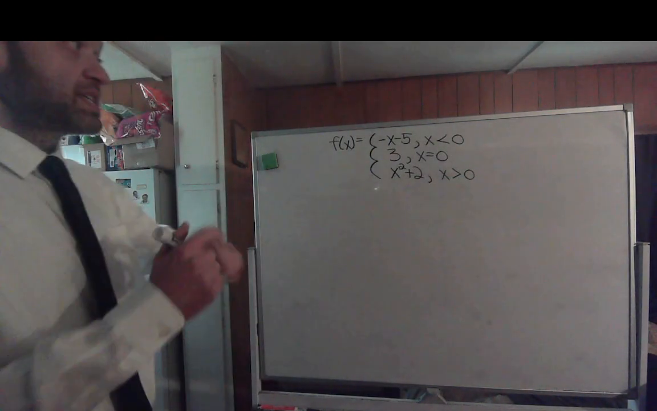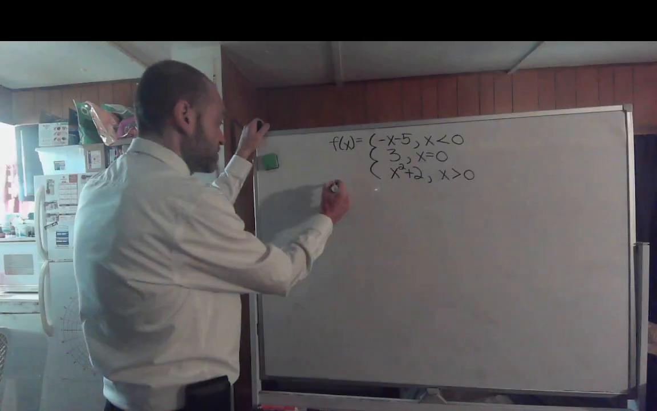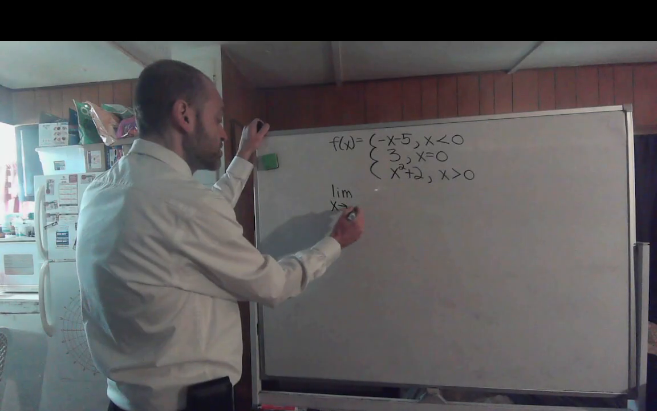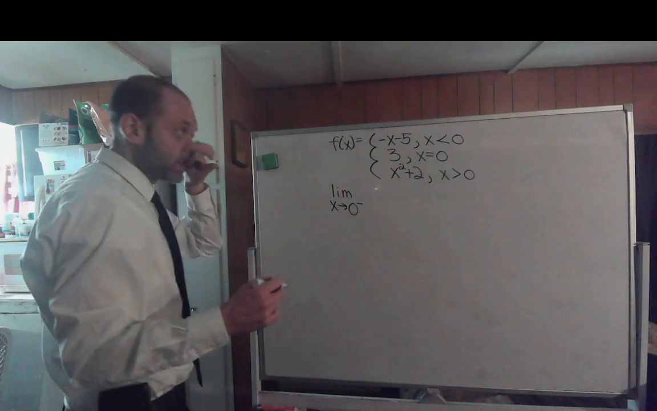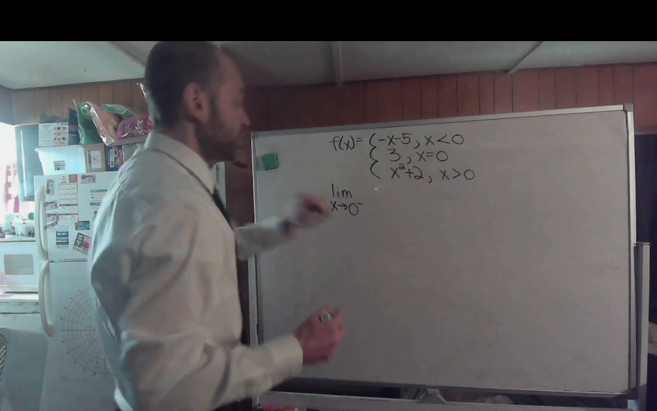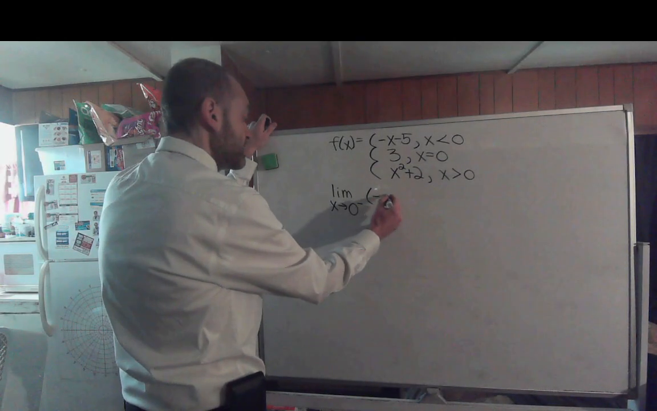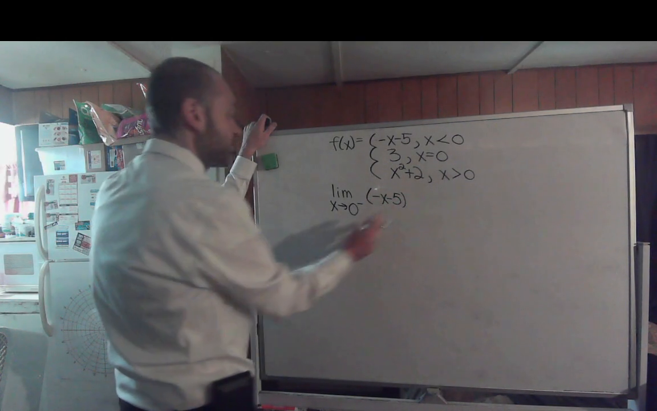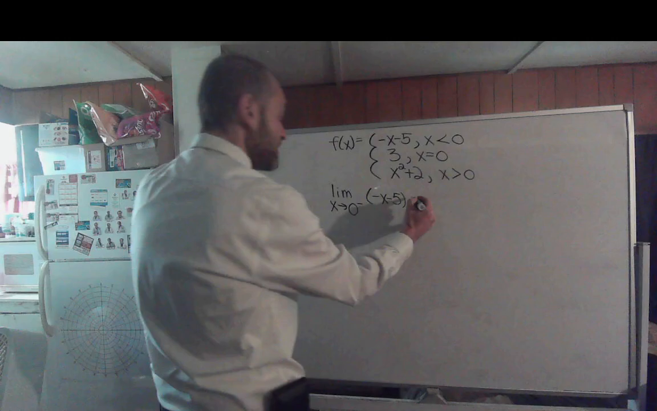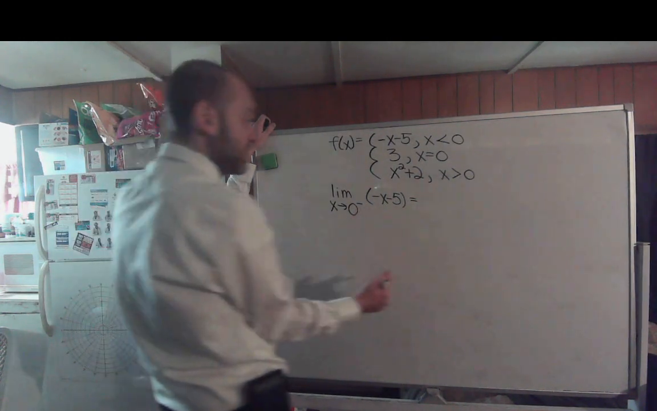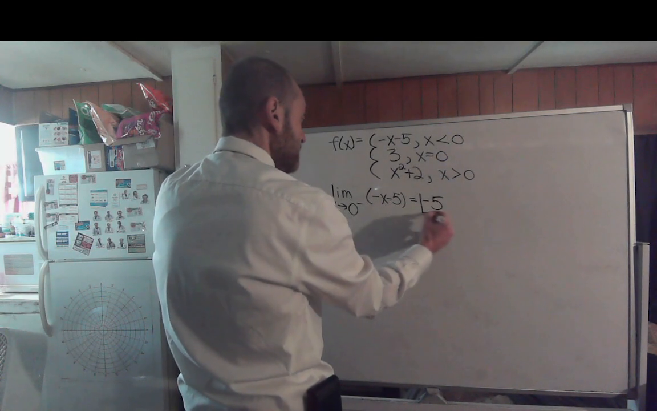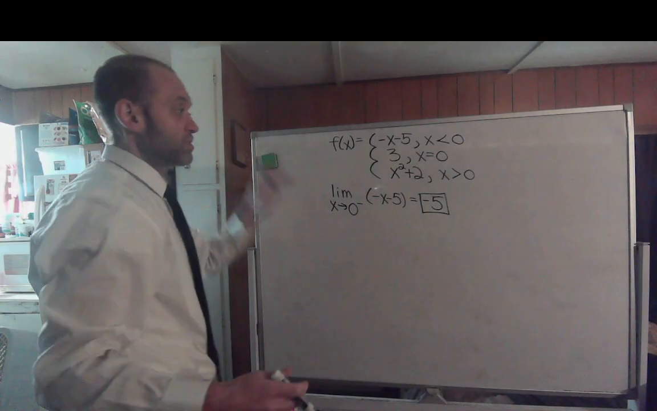So first, let's take the left-handed limit of this function. So the left-handed limit as x approaches 0 of f of x, well, if you're going from the left, since x is less than 0, you're going to treat this like the negative x minus 5. So the limit as x approaches 0 from the left of negative x minus 5, if you just put in that x value of 0, that would just give you a left-handed limit of negative 5. That's your left-handed limit.